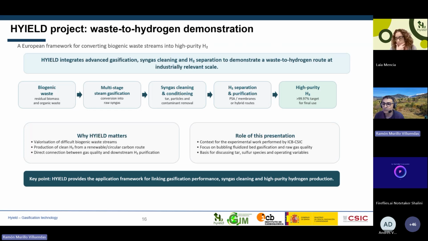Within HYIELD, our group has worked on the experimental evaluation of gasification performance in a bubbling fluidized bed reactor. We tested different biogenic feedstocks and different operating conditions, and we analyzed gas yield, gas composition, fixed carbon conversion, tar formation, and sulfur release. The objective was to generate experimental data that can support the design and optimization of the complete waste-to-hydrogen process. So after this general context, the following slides will present the experimental matrix, the feedstock characterization, the pilot gasification unit, and finally, the main results obtained in the project.